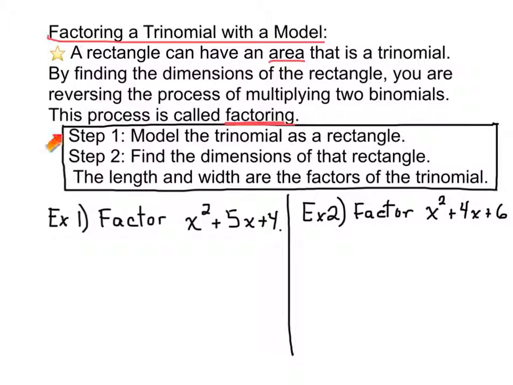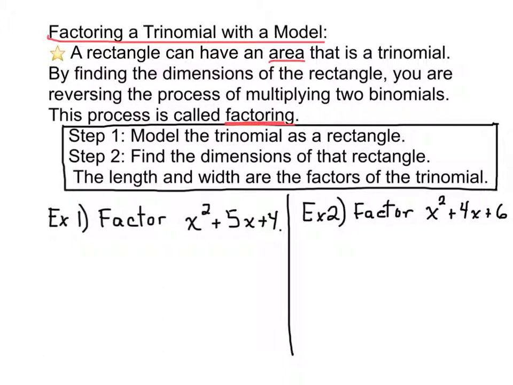There's two steps. Step 1, you want to model the trinomial as a rectangle. Whenever you're trying to factor a trinomial using a model of algebra tiles, model that trinomial as the rectangle. Then find the dimensions of that rectangle. The length and the width are the factors of the trinomial.